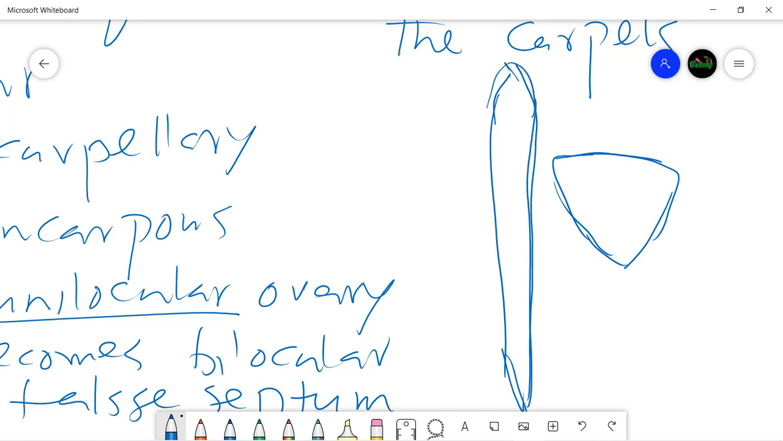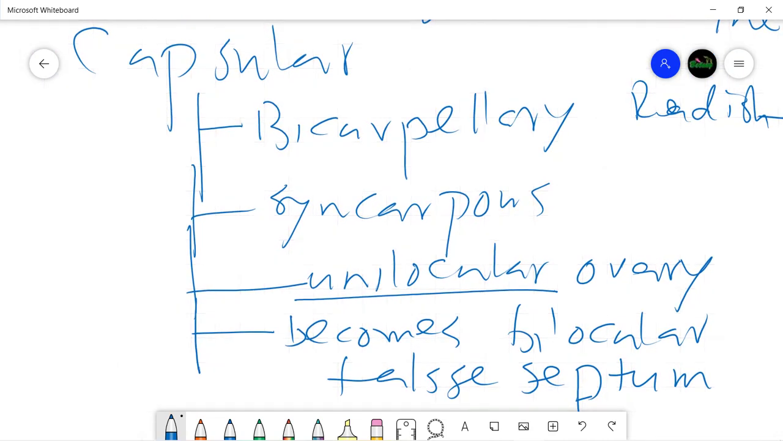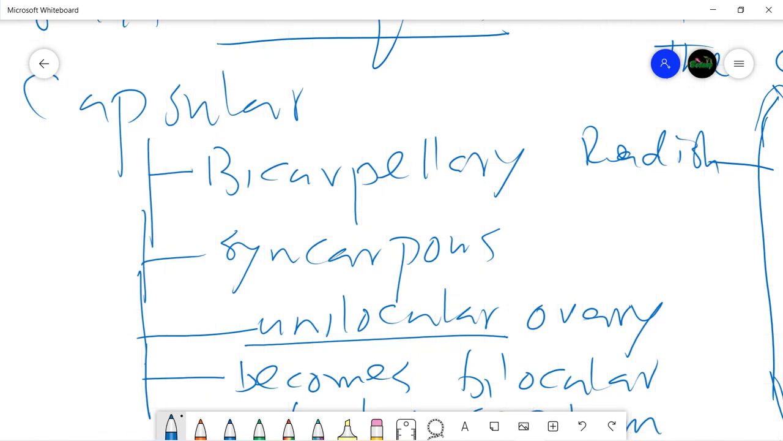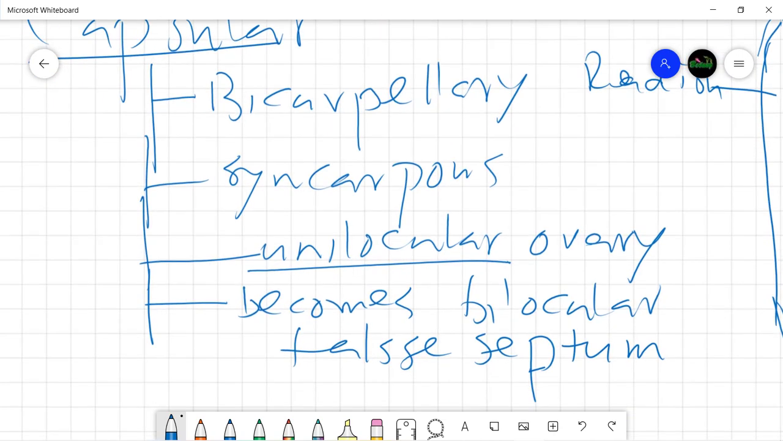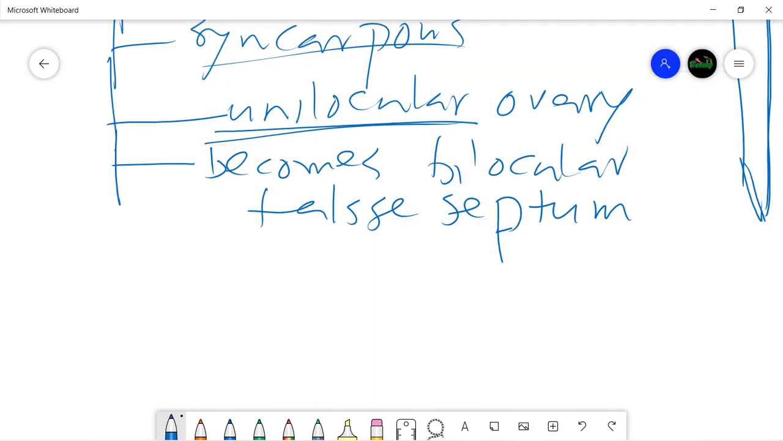The siliqua is much longer as compared to silicula, and silicula is a short fruit, as in shepherd's purse, Capsella bursa-pastoris. Siliqua is found in, say, radish and brassica and so forth. So this is the siliqua fruit. More about it when we discuss the fruit. So it's a capsular fruit formed from a bicarpellary syncarpous and unilocular ovary, which becomes bilocular because of the formation of a false septum.